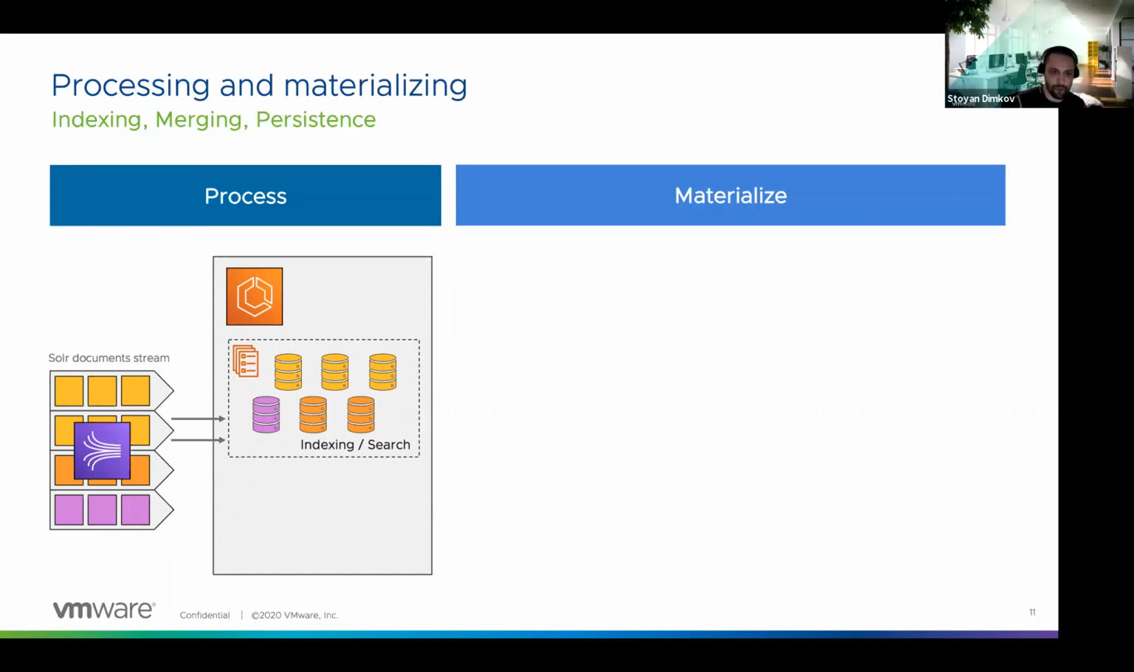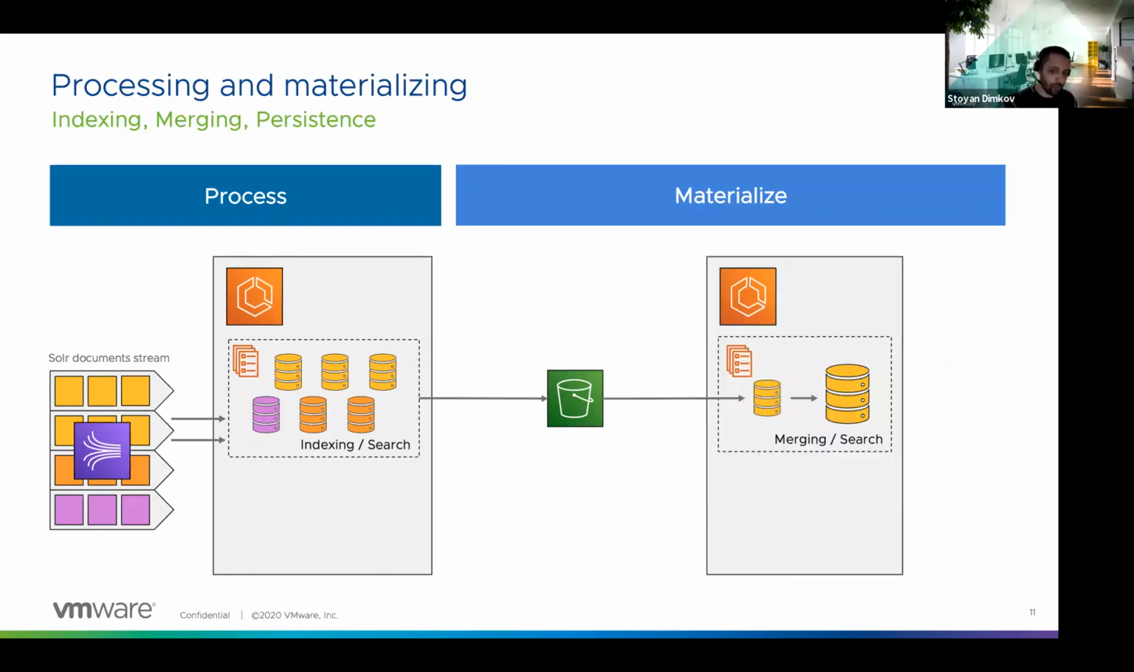So after a certain portion of time, we're going to drop that index in S3 and give it to the next layer to deal with it. So next layer, materialization, what would it do? It would download that index that was dropped in S3 and we will start optimizing it, essentially merging indexes together to build one bigger index.